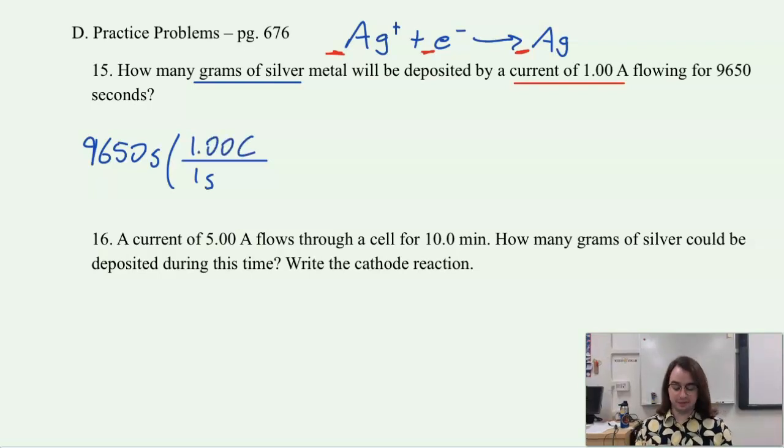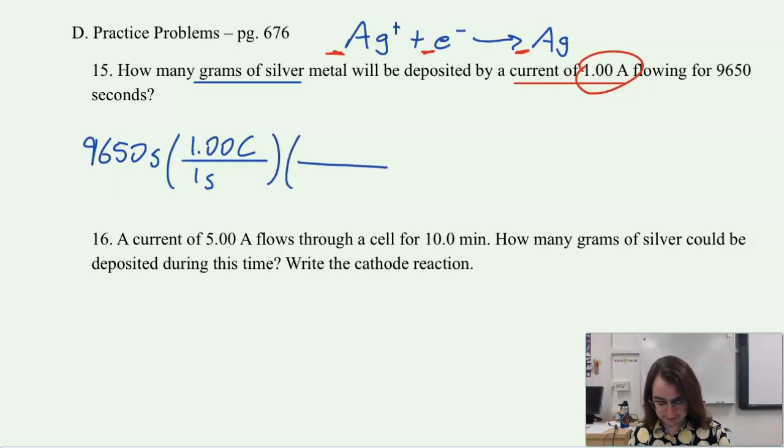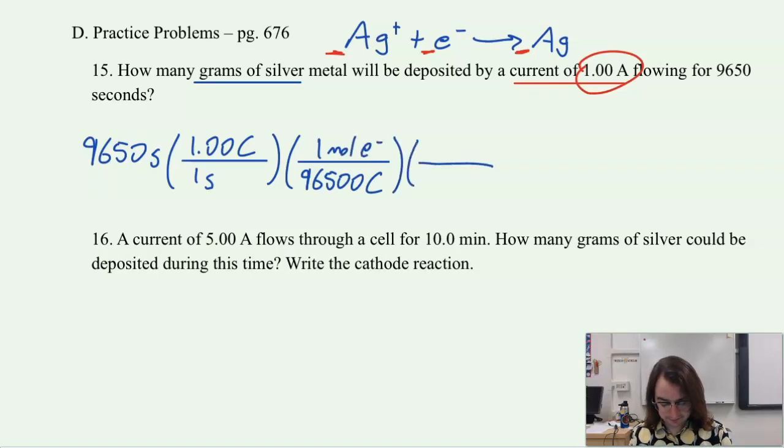So this is what an amp is, right? Coulombs per second is an amp. I'm just writing out this value here. So amp is coulombs per second. Now I'm going to take my amps and convert them into moles. I can get rid of my coulombs by using this value, and that equals 1 mole of electrons.